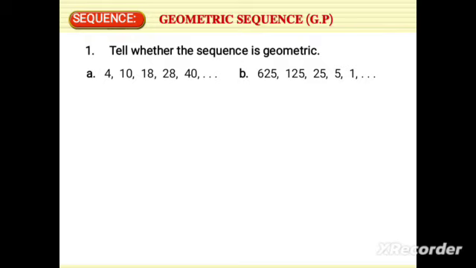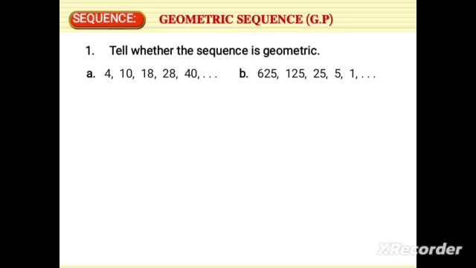Welcome to this lesson. We continue with the topic sequence and series, and this time around we are going to do geometric sequence or geometric progression. So again, we are going to at least define what a geometric sequence is, because it is very important to know what this kind of sequence is.